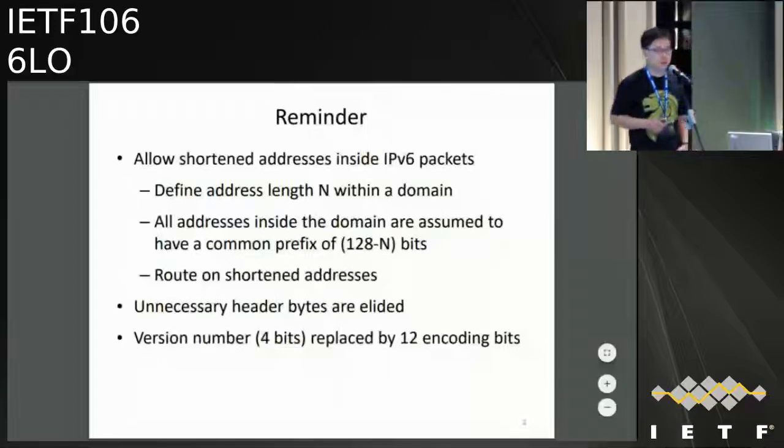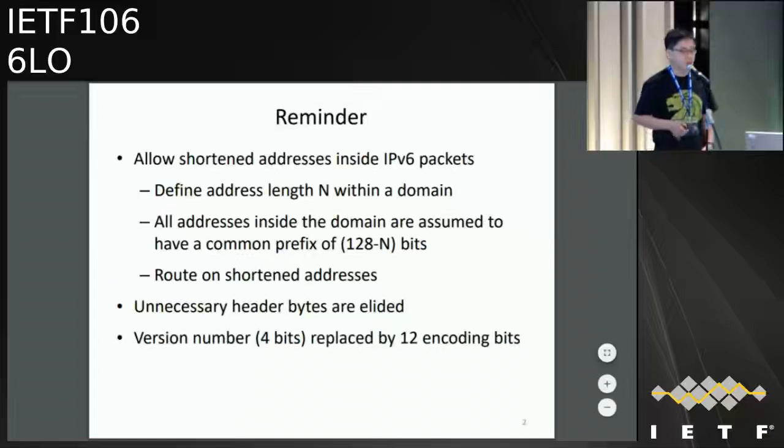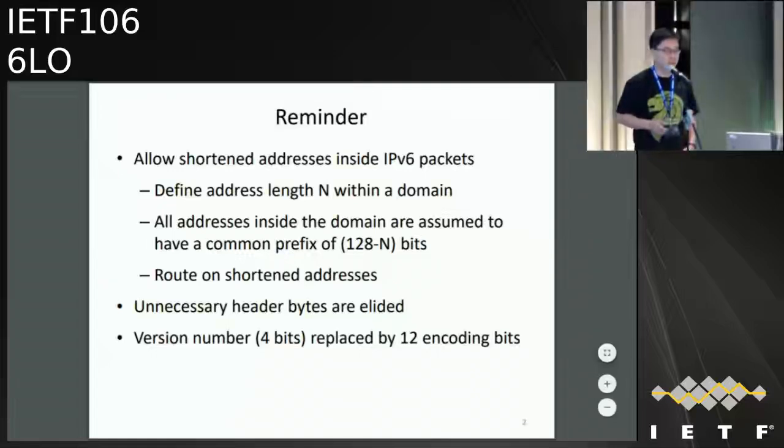The first one is to define address length n within a domain. Second, all addresses inside the domain have a common prefix with a bit length equal to 128 minus n. Then we route on the shortened addresses. And we can also eliminate the unnecessary header fields. The third method is to reuse the version field and replace it with 12 encoding bits.